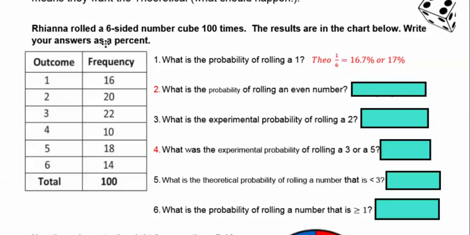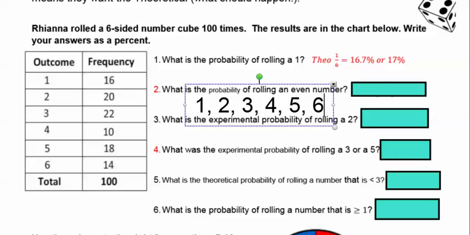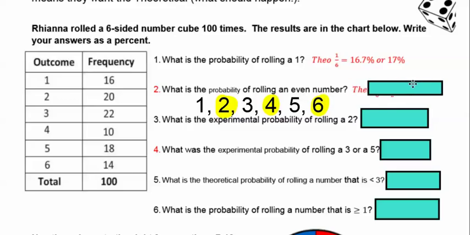Number 2 was the probability of rolling an even number. Again, it just says probability, so you ignore this and we just look up here. Think of the number cube. Okay, rolling an even number. All right, well, the numbers on a number cube are these numbers. And our even numbers would be the 2, the 4, and the 6. All right, so again, it's theoretical. There are 3 numbers out of the 6 that are even. That simplifies to 1/2 or 50%.